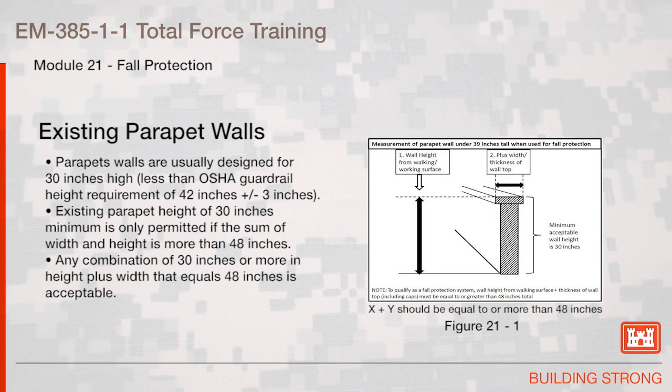Existing parapet walls. Parapet walls are usually designed for 30 inches high, less than the OSHA guardrail height requirement of 42 inches plus or minus 3. Existing parapet height of 30 inches minimum is only permitted if the sum of the width and the height is more than 48 inches. Any combination of 30 inches or more in height plus width that equals 48 inches is acceptable. As shown in the diagram, X, the vertical height, and Y, the width of the pyramid, when added together, should equal to or be more than 48 inches.